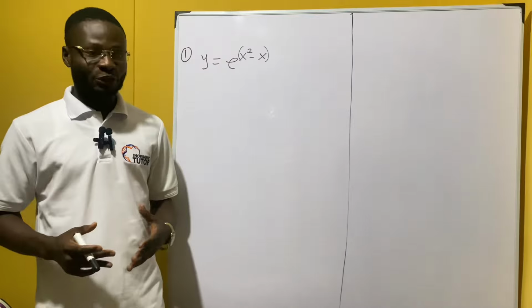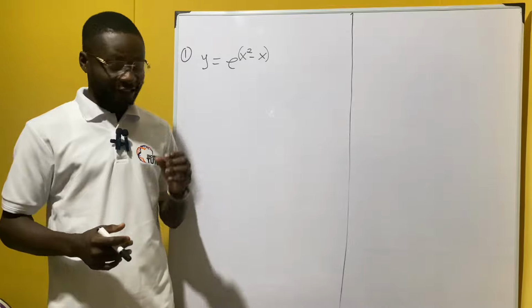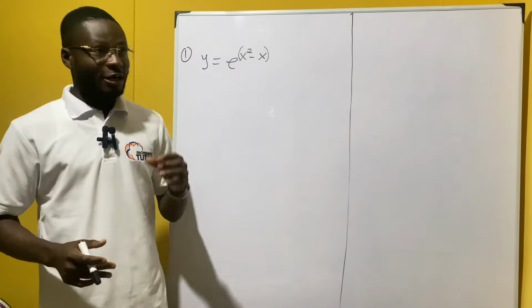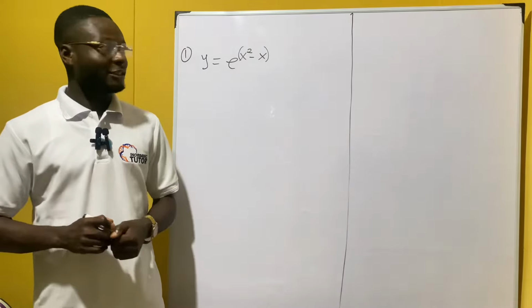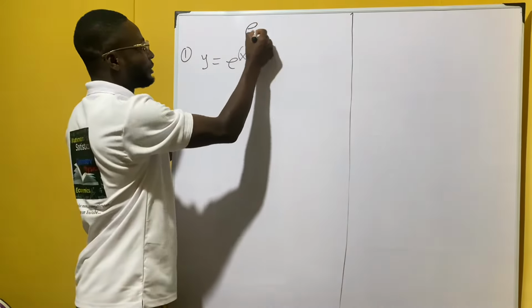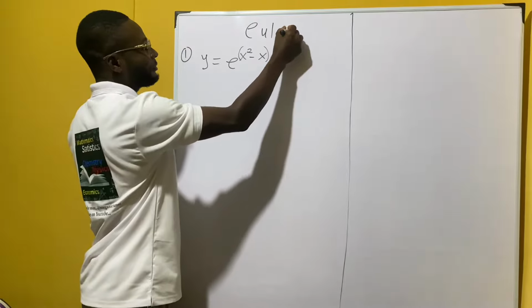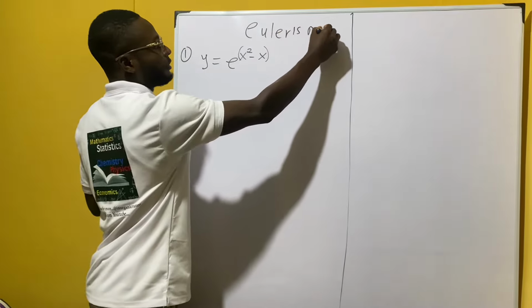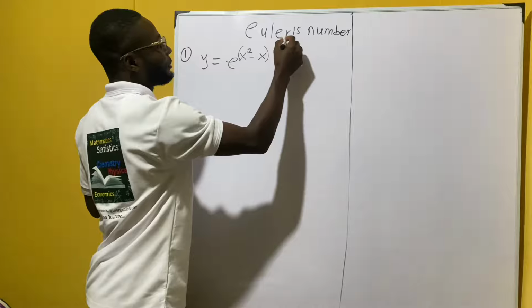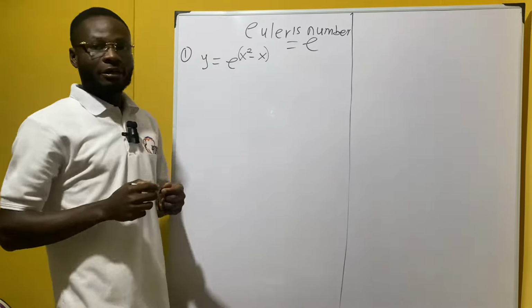Today is another episode. We want to look at how we can find the derivative of Euler's number, which is e.